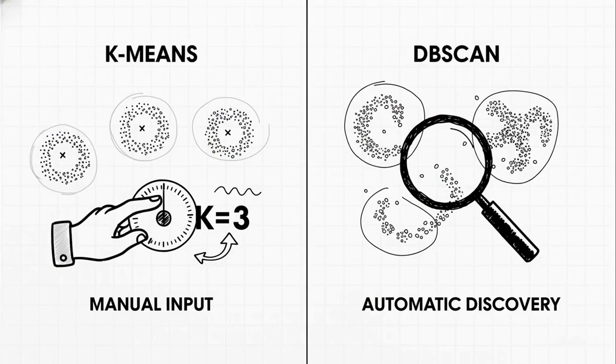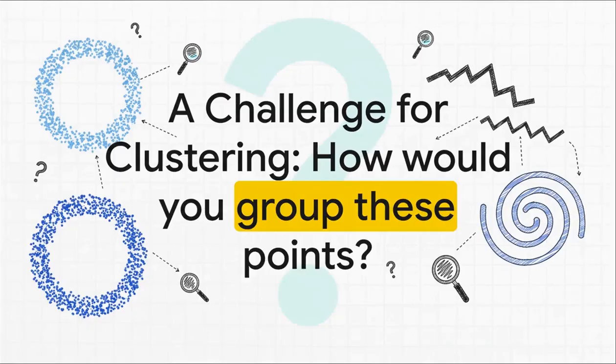Remember how with K-Means, we had to tell it how many clusters to find? DBSCAN doesn't need that. It figures out how many clusters there are all by itself, just by looking at the data's density. That makes it an incredible tool for exploring data when you have no idea what structure you're even looking for. All right, let's put these two head-to-head with a classic problem.